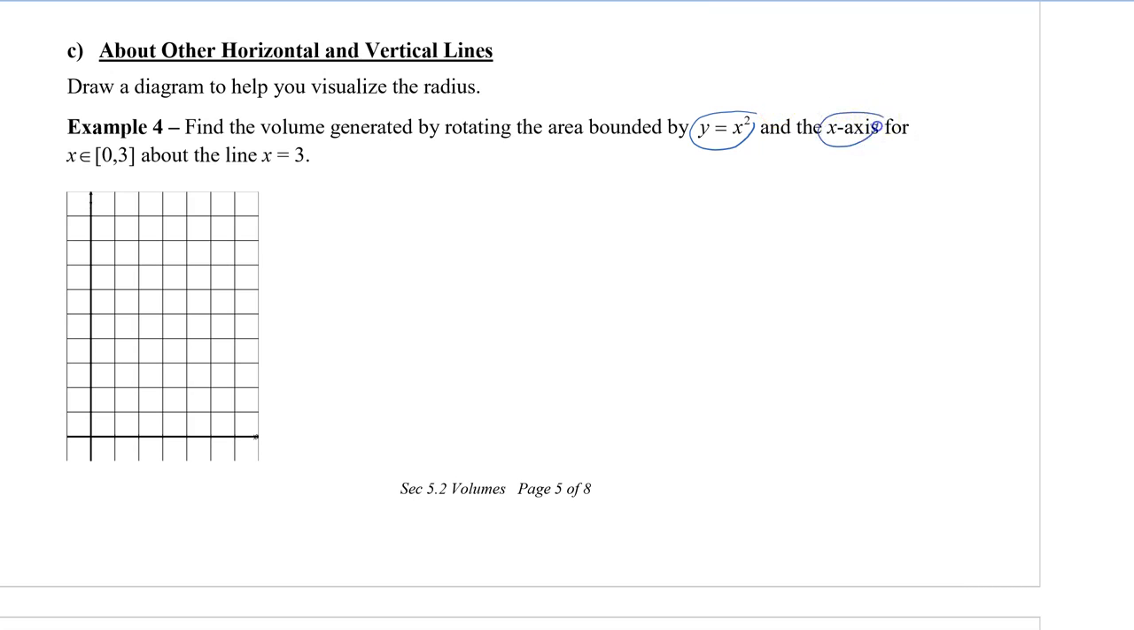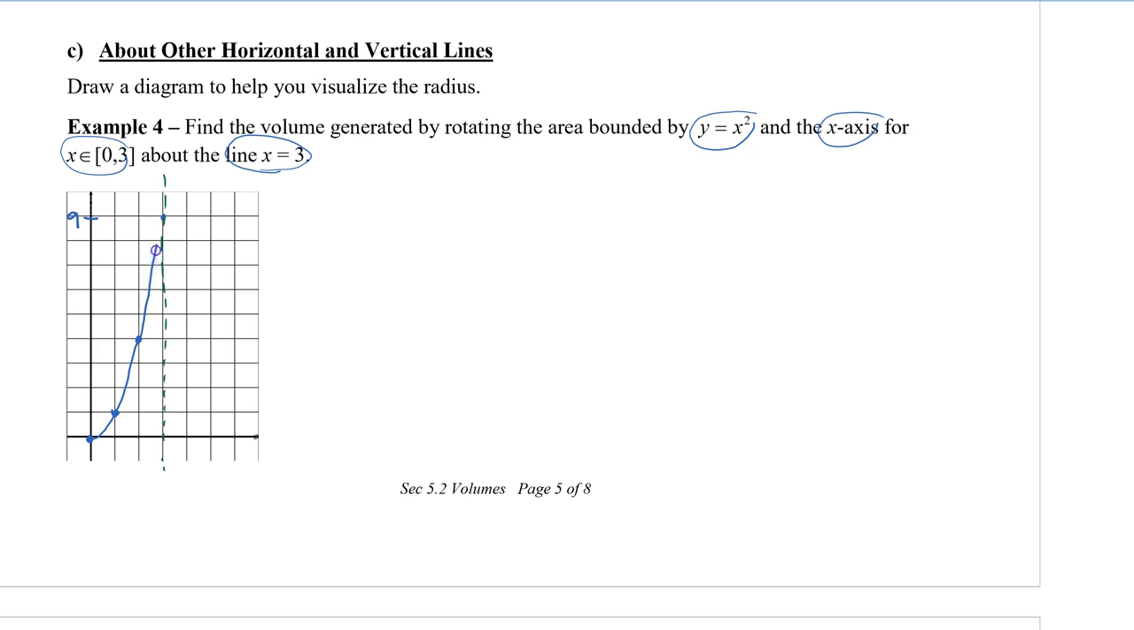the x-axis, for the domain from 0 to 3, and we're going to rotate it about the line x equals 3. So let's first start with graphing our y equals x squared, our parabola. So we have (0, 0), (1, 1), (2, 4), and (3, 9), which I'll plot over here. So I'm stopping at 3, because it only goes from 0 to 3. And we're going to rotate about the line x equals 3, which is this dotted line I've drawn here.